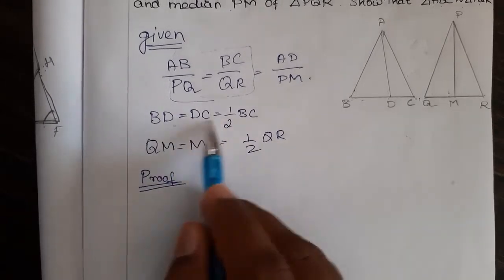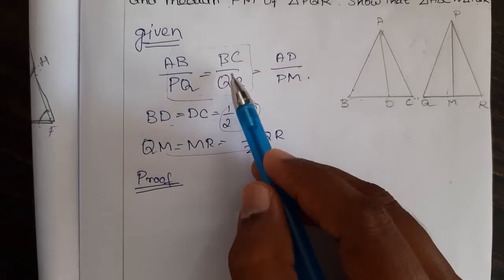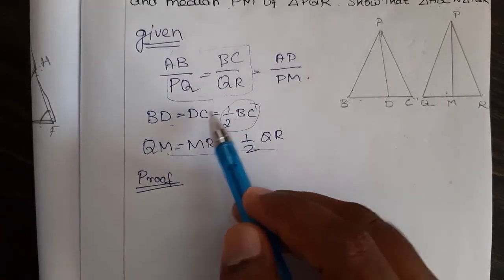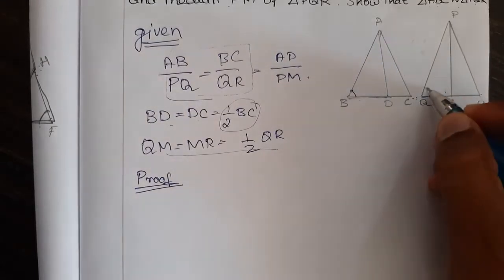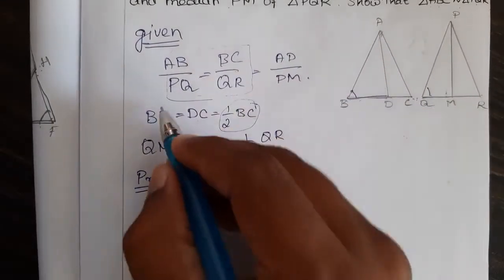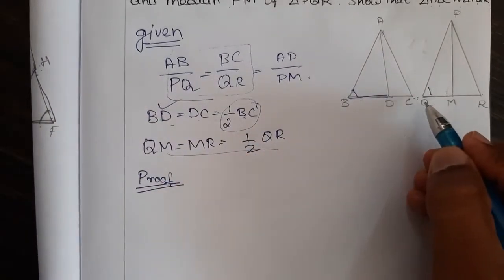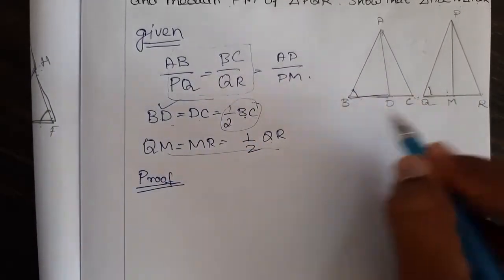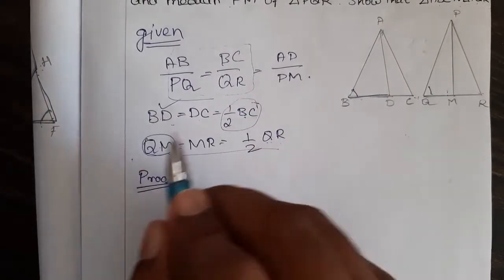So we know these two things are given, right? Instead of BC we can substitute BD or DC, right? Let me take this BD, because this angle only we have to prove equal. So half of BC is equal to BD, then BC is equal to 2 times BD. The same for QR. This angle we are going to prove, so I will take QM. So QM is equal to half of QR, then QR is equal to 2QM.